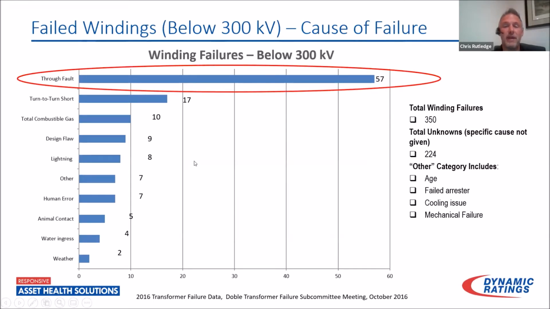So again, here we have through faults at 57, turn to turn short 17, total combustible gas 10, design flaw 9. In design flaw, we're kind of looking at the infancy stage of transformers most of the time. Then lightning, other, and human error.